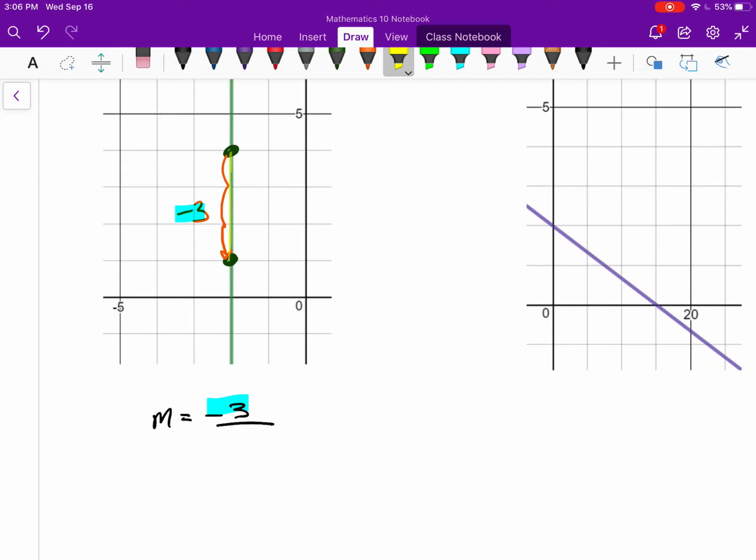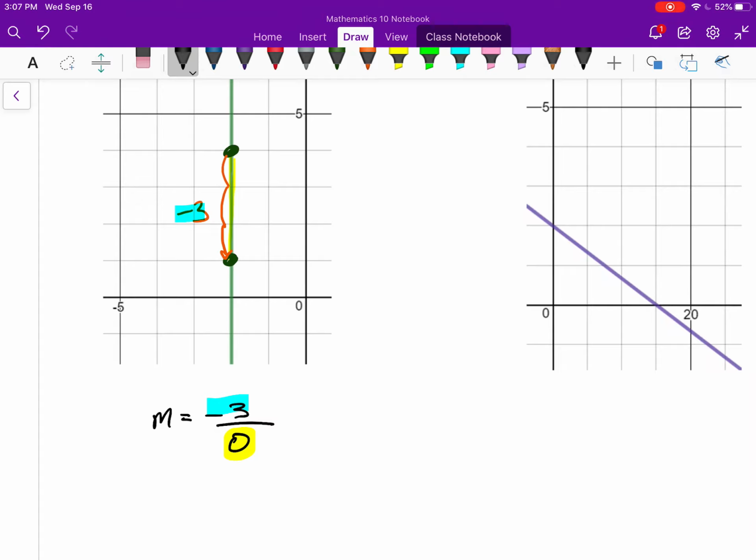So my slope, the rise is -3 over the run, the horizontal change. Well, the horizontal change is 0. These 2 points are on top of each other. There is no horizontal change. So it's -3 divided by 0. And what is -3 divided by 0? It's not 0. If you type it into a calculator, it gives you an error. You can't divide by 0.